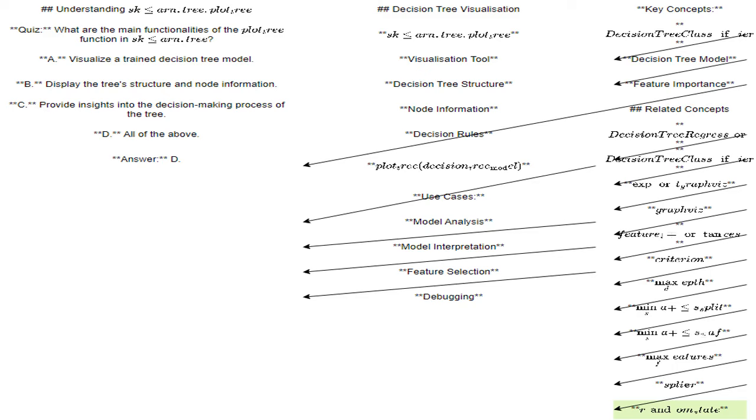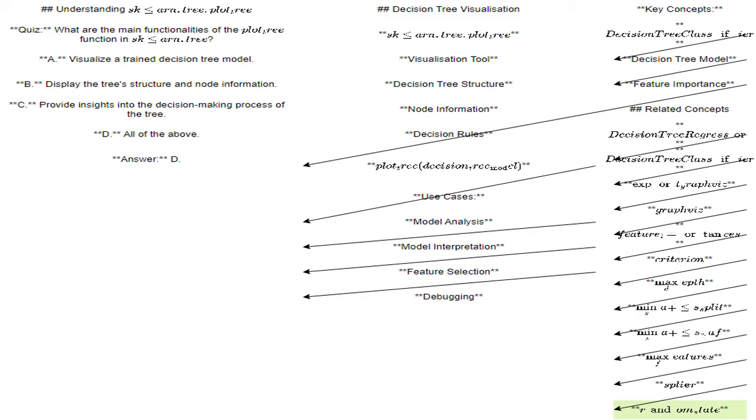feature_importances_: an attribute of a trained decision tree model that provides the importance of each feature in a model. Use: determining the relative importance of features for making predictions. Criterion: a parameter in the DecisionTreeClassifier and DecisionTreeRegressor classes that specifies a function to measure the quality of a split. Use: selecting a suitable criterion for splitting nodes in the decision tree, such as Gini or entropy for classification and MSE or MAE for regression.